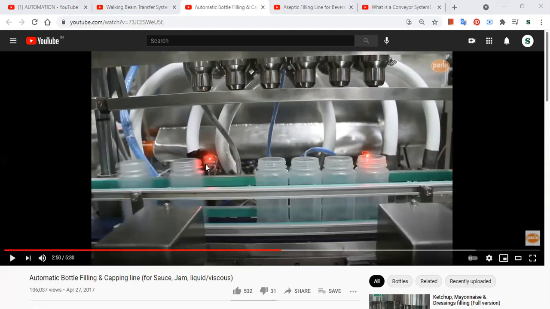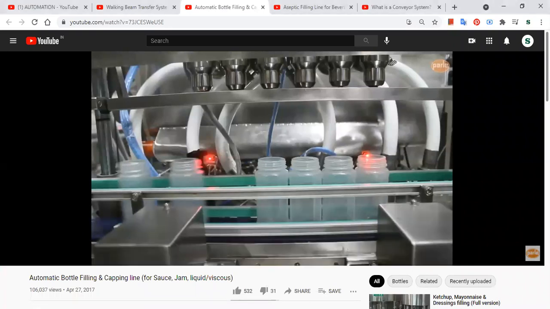So that sensor, the last sensor, is what will give the confirmation that the sixth bottle has come in, so this can come down, right? The PLC will give the instructions. You observe the sensor.